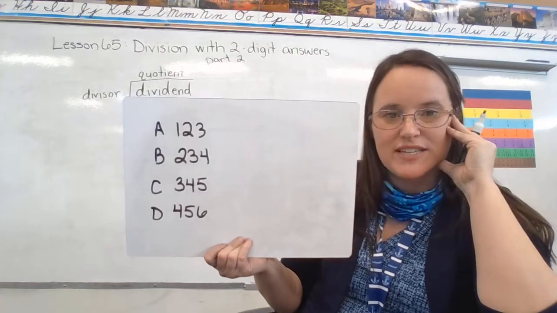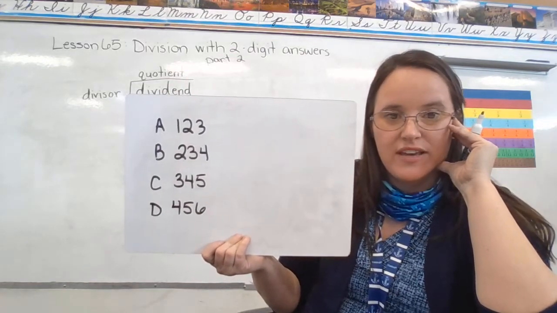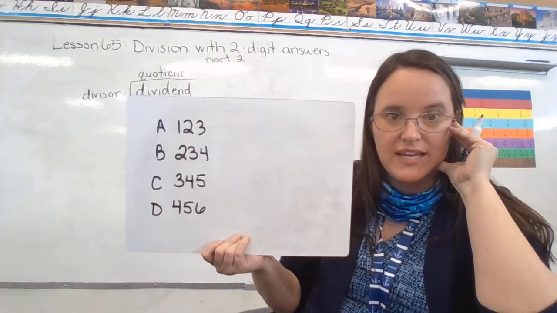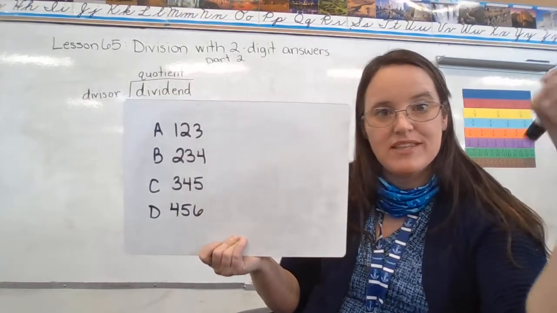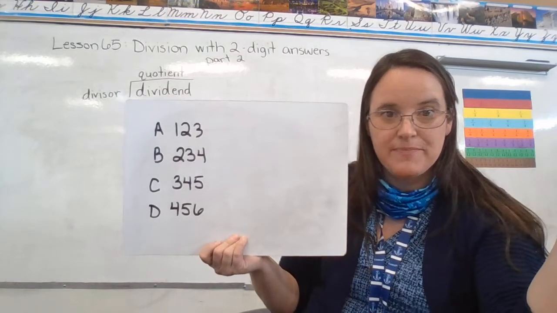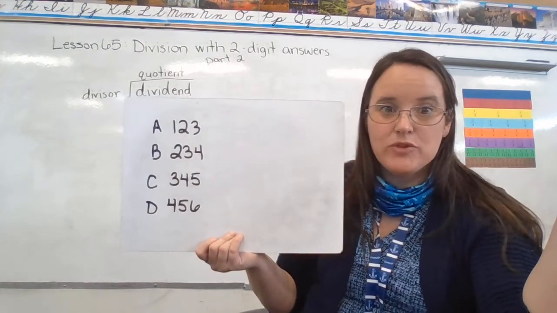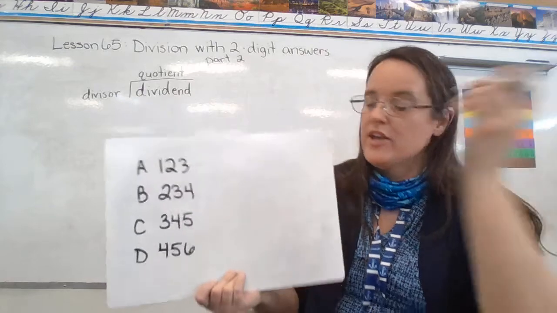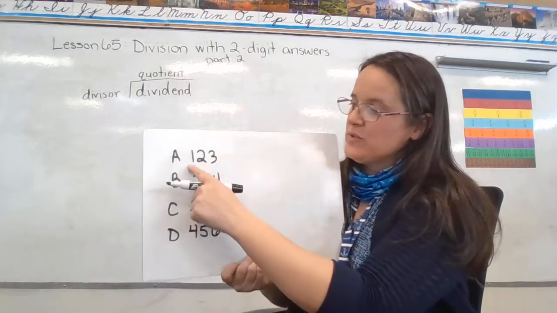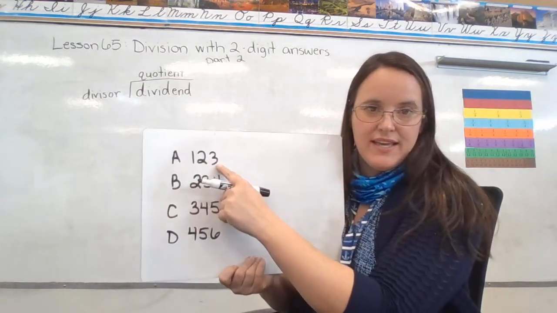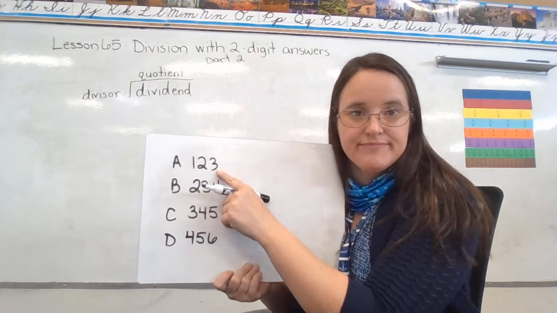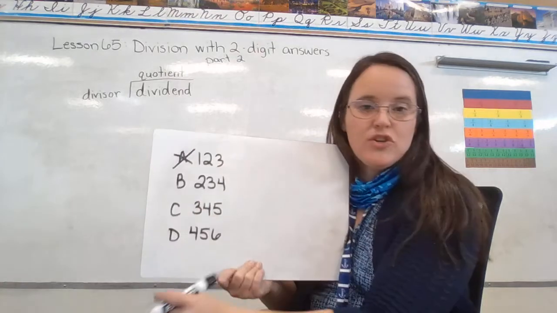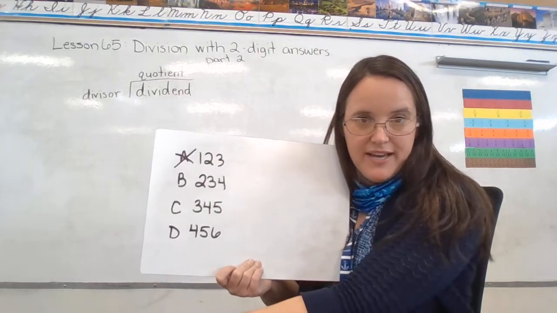So if you remember yesterday, I gave you the trick for the multiple of 3. You have to add the digits together, and if that is divisible by 3, then the whole thing is divisible by 3. Guess what? The same trick works for 9. So we'll add these digits together. What's 1 plus 2 plus 3? That equals 6. Can you divide 6 by 9? No. So you can't divide 123 by 9.